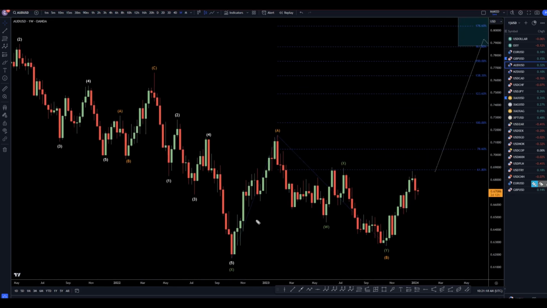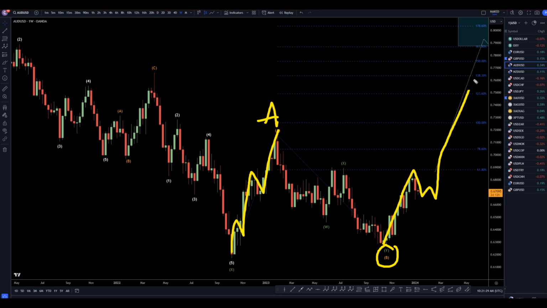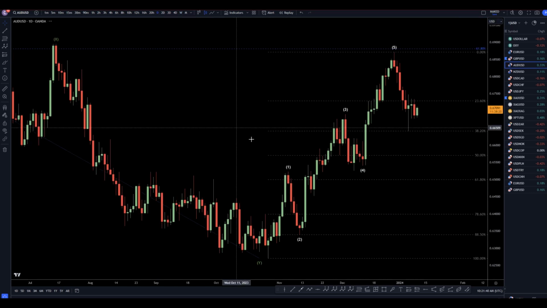On the weekly time frame, I think it's very clear that this is an uptrend, most likely a wave A. I think it's a WXY of wave B, and I think we are now in an uptrend for what I believe to be a wave C, most likely a wave C of wave Y, like I was explaining on the higher time frames. So let's take it down to the daily time frame.